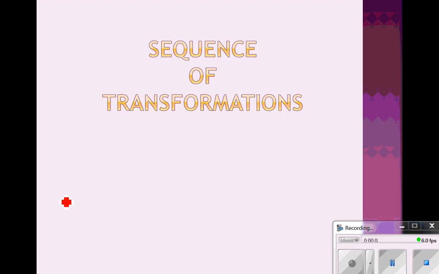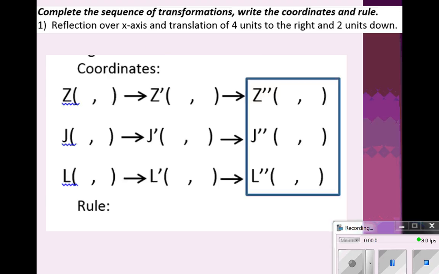Sequences of transformations is what we're going to do today. The first thing we're going to look at is our example that's on your paper. Complete the sequence of transformations, write the coordinates and the rule. So look at number 1, reflection over x-axis and translation of 4 units to the right, 2 units down.